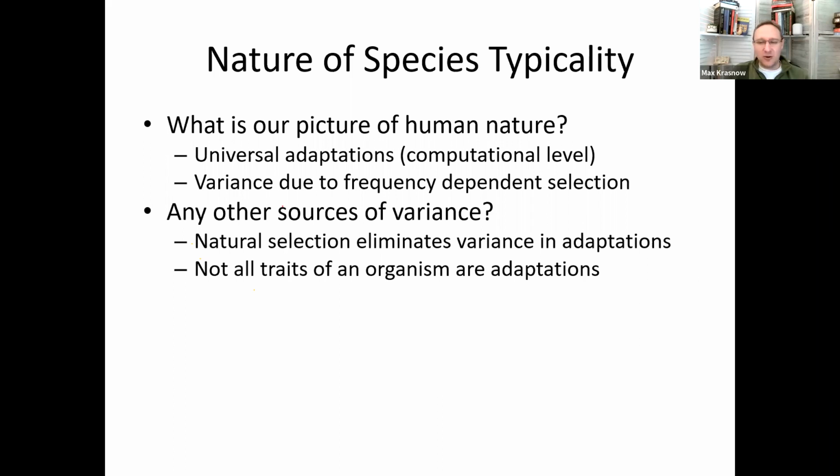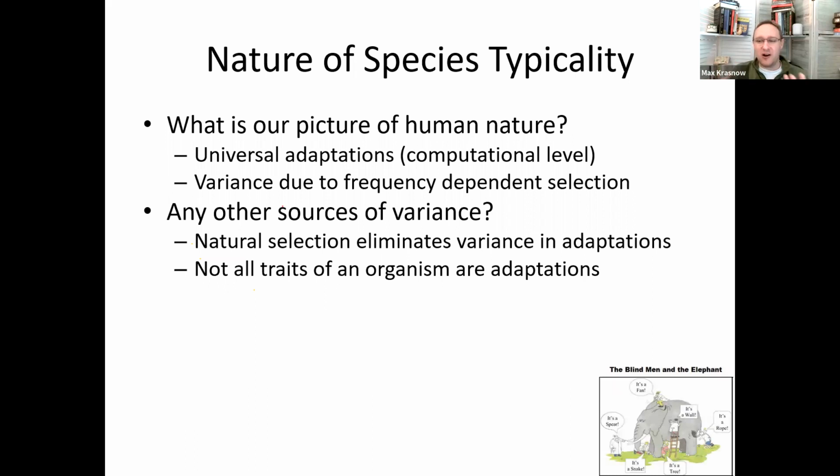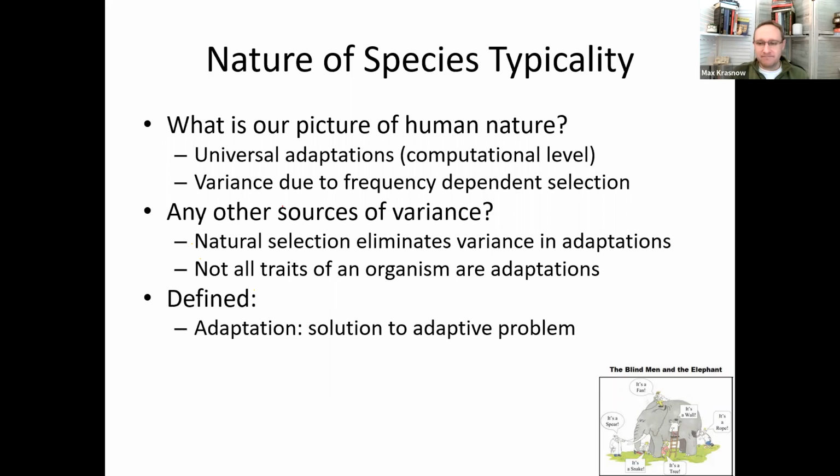Going back to our allegory of the blind men and the elephant, right? There's an infinite number of ways to carve up any species into different kinds of traits. And most of those traits are not going to be the traits that were actually the target of natural selection. We're going to need some new concepts, some new terms here. We can define an adaptation if it was the solution to an adaptive problem.